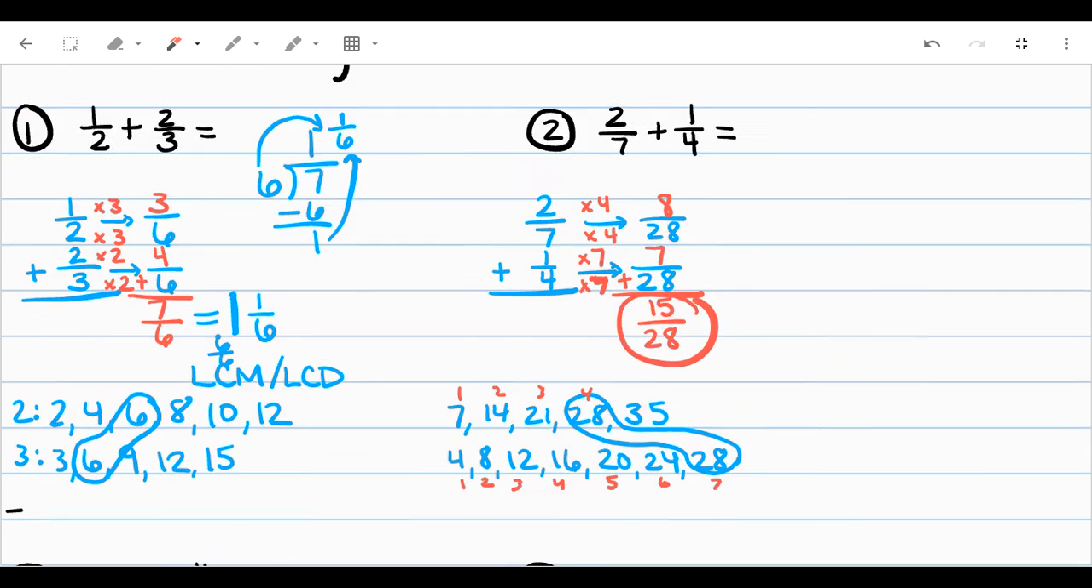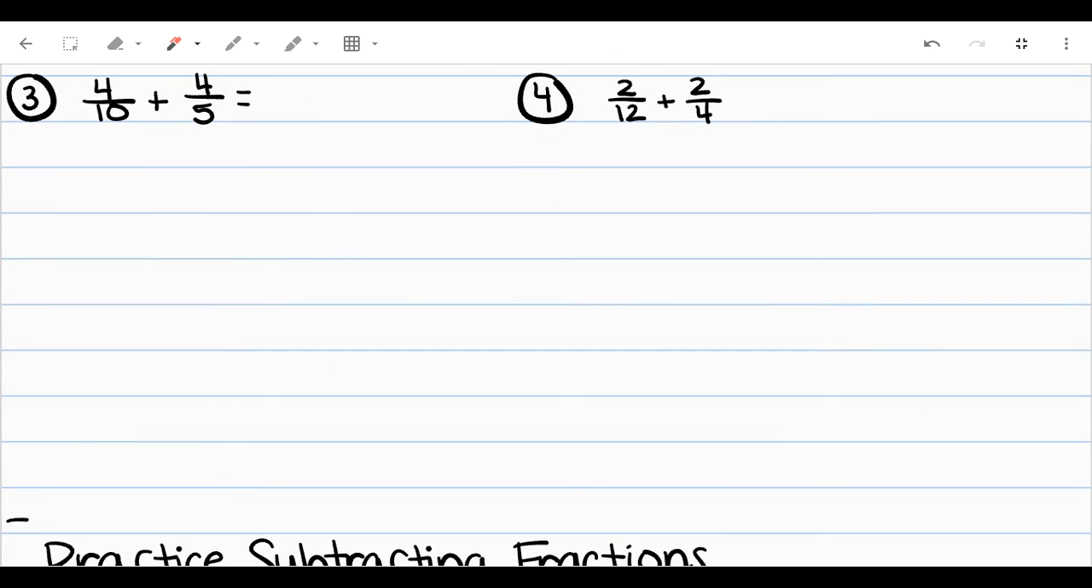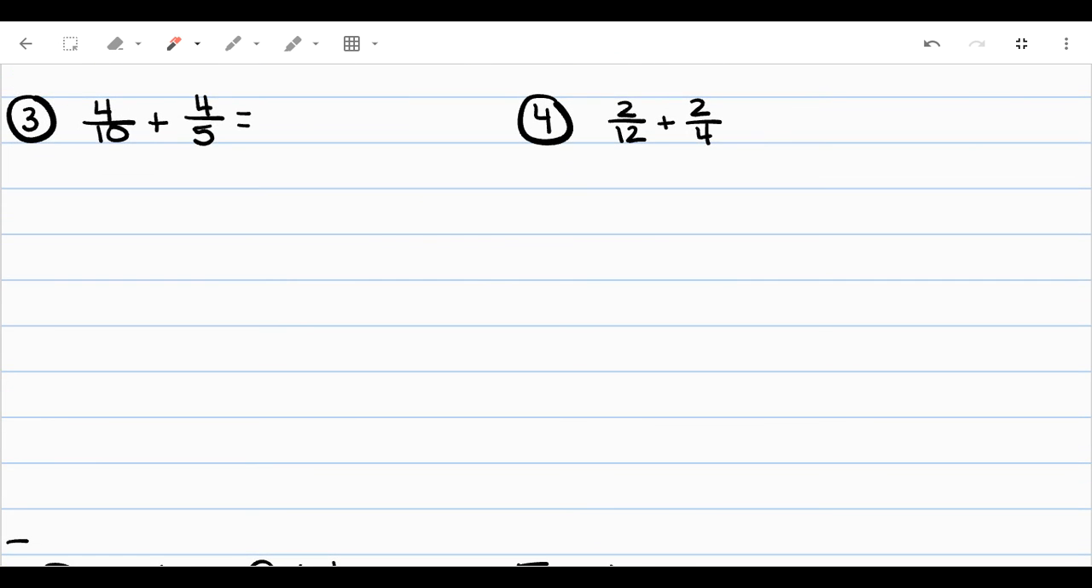All right, let's look at a couple more examples of addition. So we have 4/10 plus 4/5. I'm going to rewrite them vertically. So 4/10 plus 4/5. And we have different denominators, so we need to make them the same denominator by making equivalent fractions. And to do that, we have to find our least common multiple.